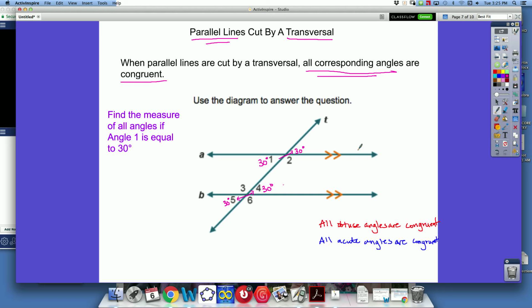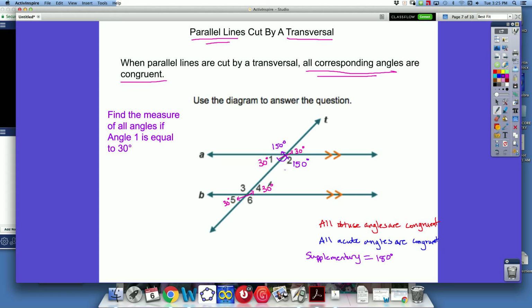But you may be asking, well, how do we find out all the obtuse angles? And this is where our supplementary angle rule comes in. Remember, supplementary angles have to add up to 180 degrees. So that means if this is 30, these two angles together have to add up to 180, so that makes 150 degrees. If that's 150, we know the one across from it is also 150. And if I check, 150 and 30 are still 180.